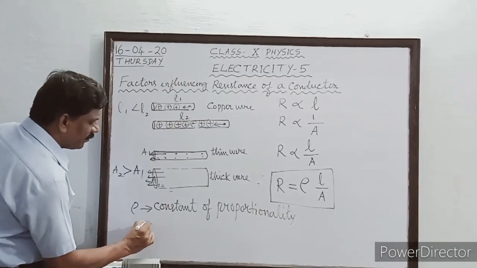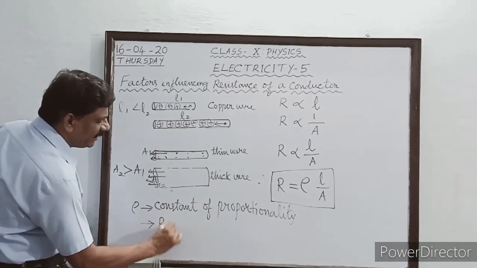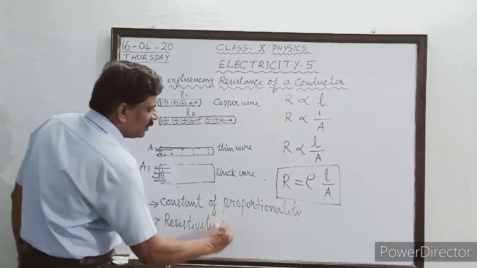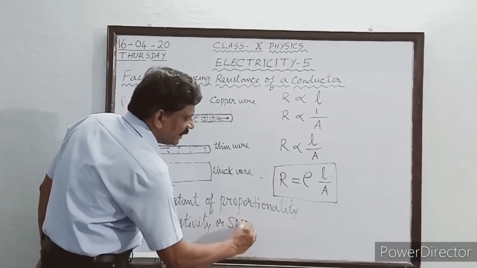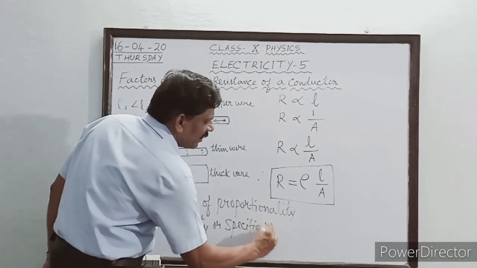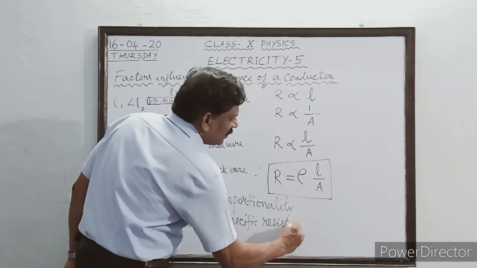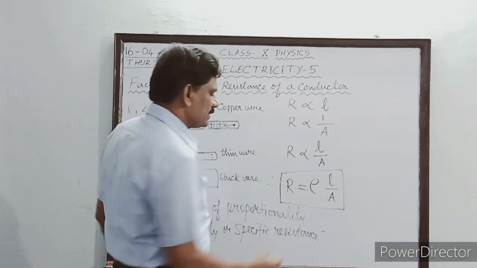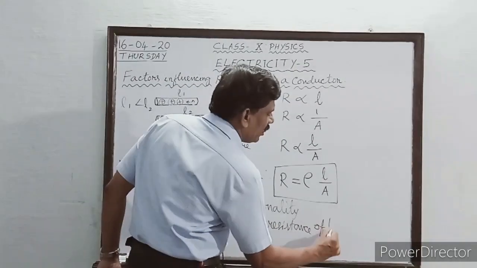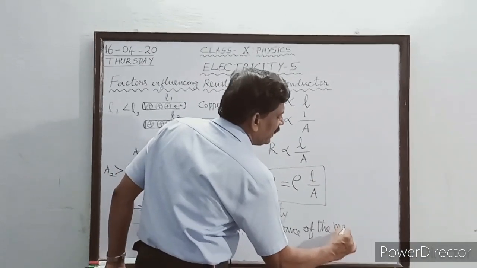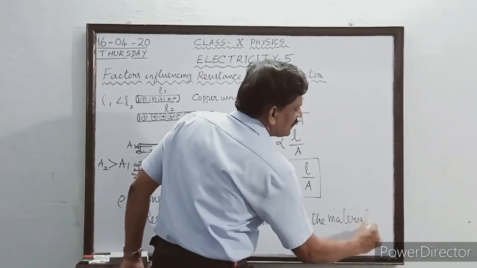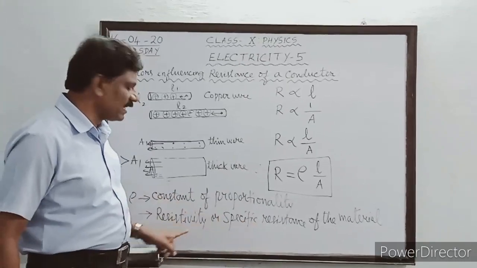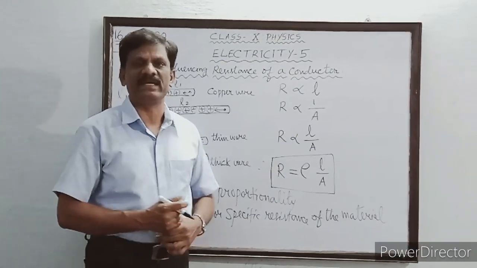Okay, this is a constant of proportionality and it is named as resistivity. Resistivity or specific resistance. Specific resistance of whom? It is the specific resistance of the material with which the wire is made up of. It is the specific resistance or resistivity of the material with which the wire is made up of.